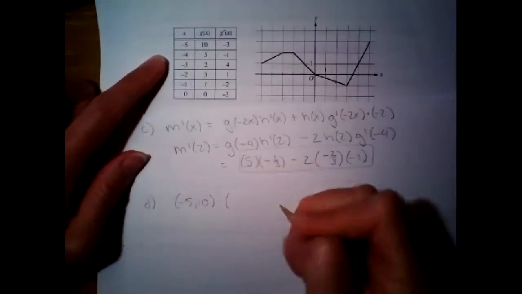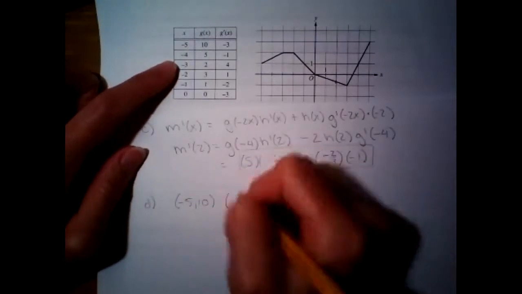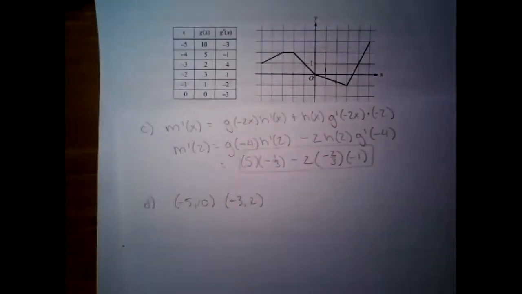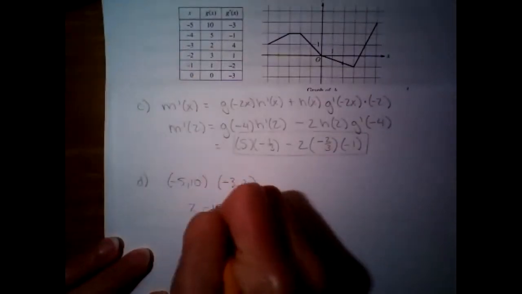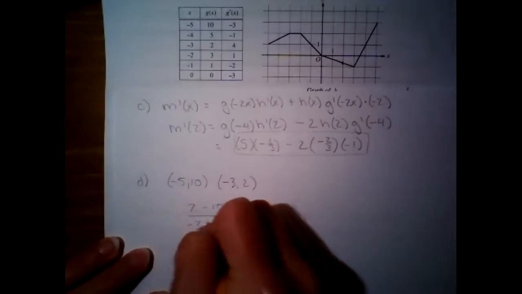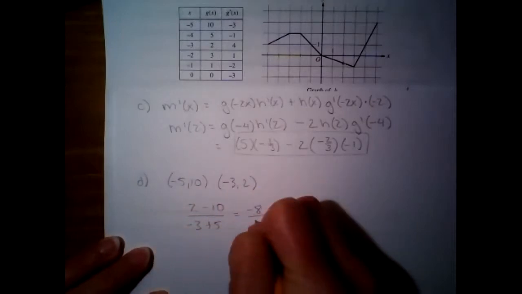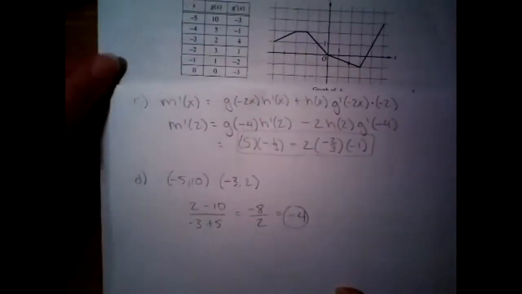I worked this out earlier. Let me look back at my notes. Negative 5, 10. Yeah, and then negative 3, 2. That's what I was going to say. If you take those 2 points, and I don't like that. I feel like they make you figure out which 2 points it is. I feel like they could at least tell you the correct interval. But anyway, if you take those 2 points and slope them, you'll have 2 minus 10 over negative 3 plus 5. That's going to be negative 8 over 2, which will give you negative 4, which is what they said.